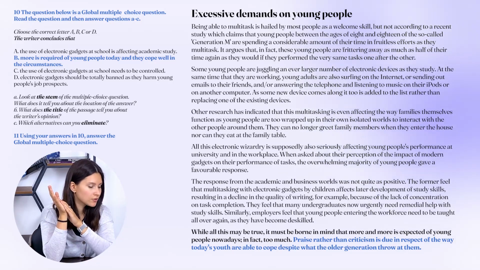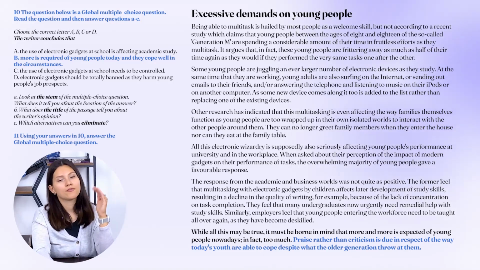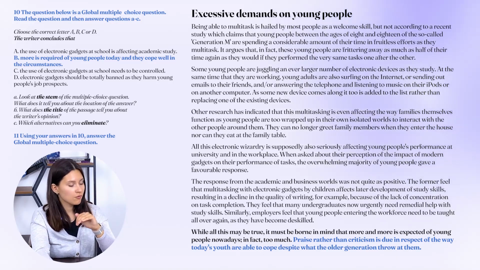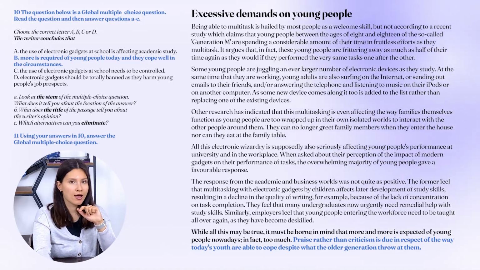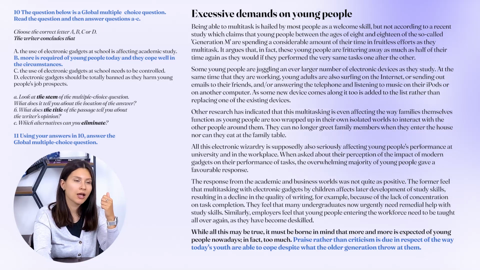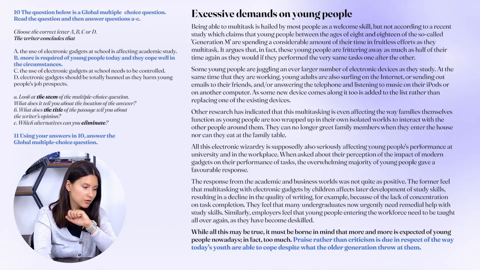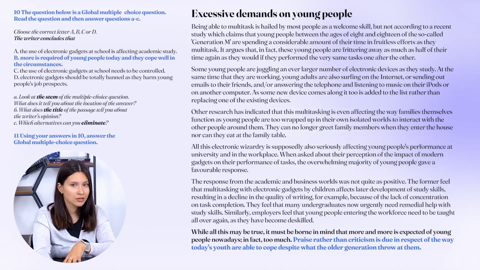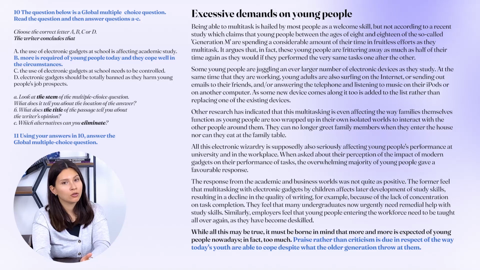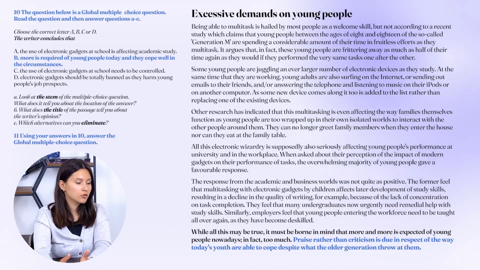And which alternatives can you eliminate? So if you have skimmed the options, right, you could have noticed that option A has already been mentioned in the passage. So most definitely you will not see it coming up again in the conclusion part. Yeah, so the use of electronic gadgets at school is affecting academic study. Yeah, so this is something that has been provided already in the previous paragraphs. So you can just skip it, right?